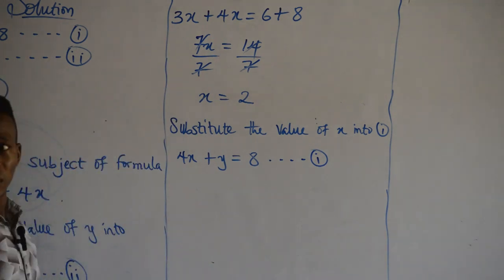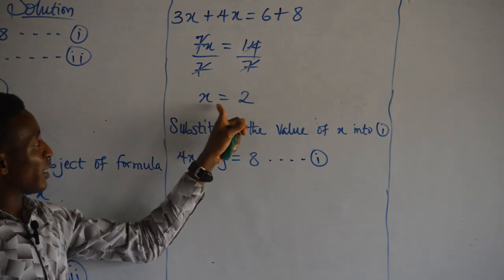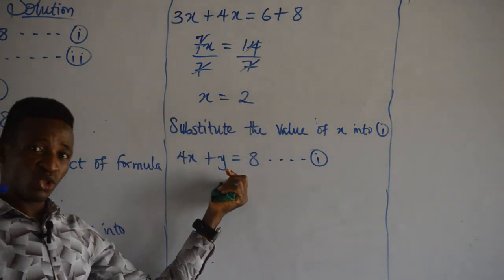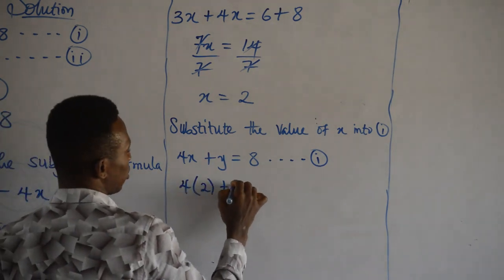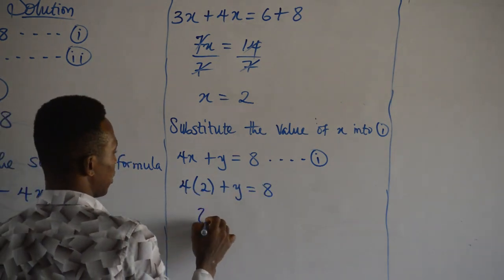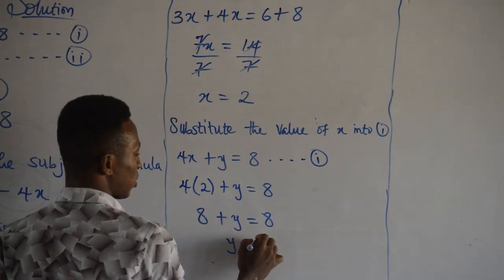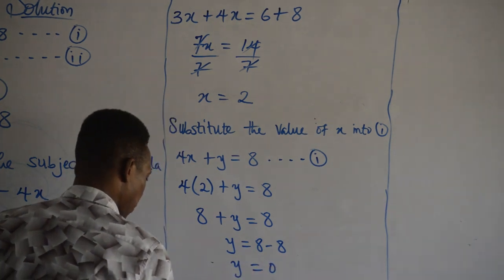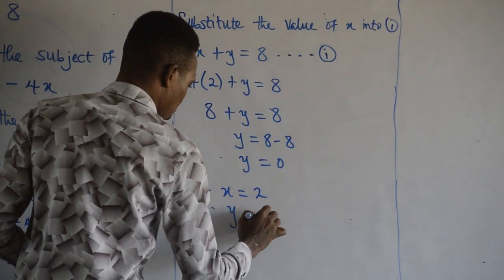So here the sentence says substitute the value of x. The value of x here is 2. That means anywhere I'm seeing x here, I'll replace this by 2. So this now becomes 4 into bracket 2 plus y equals to 8. 4 bracket 2 is the same thing as 4 times 2. 8 plus y equals to 8. y equals to 8 minus 8. y equals to 0. Therefore, our x equals to 2 and our y equals to 0.